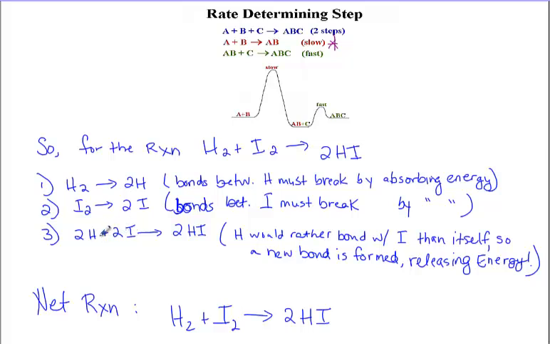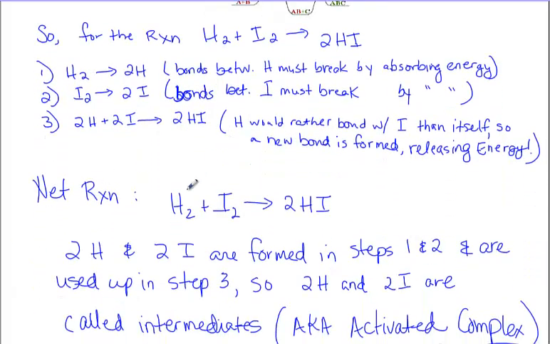So what's going to happen is a new bond will be formed between the hydrogen and the iodine to form 2 moles of the hydrogen iodide, which is a new product. A new bond is formed, which now releases energy. So you have to absorb energy as you're going, and then finally energy will be released when a new product is formed. So the net reaction shows H2 plus I2 then forms 2 hydrogen iodides.